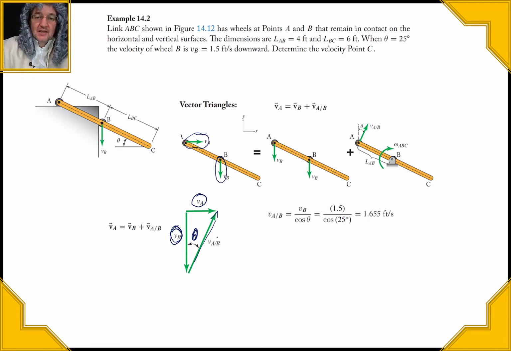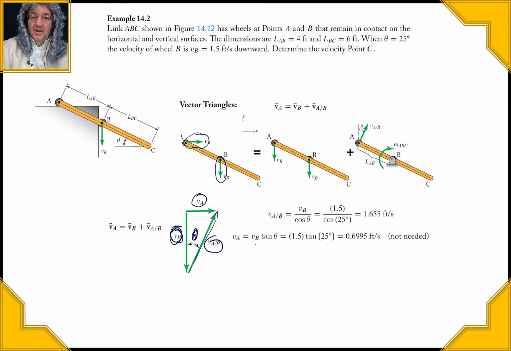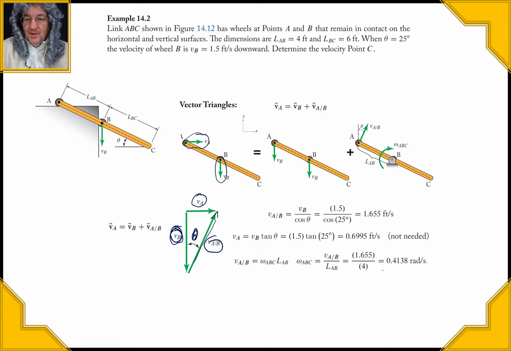We could just find the velocity of A with respect to B by dividing the velocity of B right here by the cosine of theta, and we find the relative velocity. By the way, if we wanted to find the velocity of A, we would just take the velocity of B times the tangent of this angle. We don't need it, but we found it anyway. And then if we want the angular velocity, we know that the velocity of A with respect to B is omega times LAB. So now we just divide the velocity of A with respect to B by LAB, and we find what that angular velocity is.